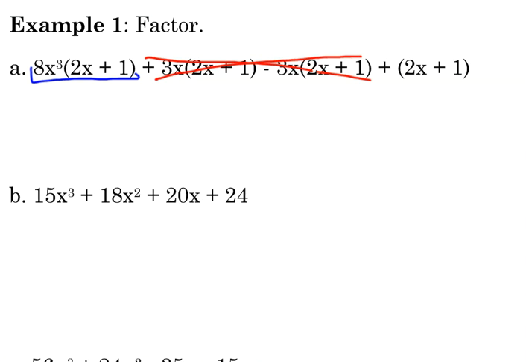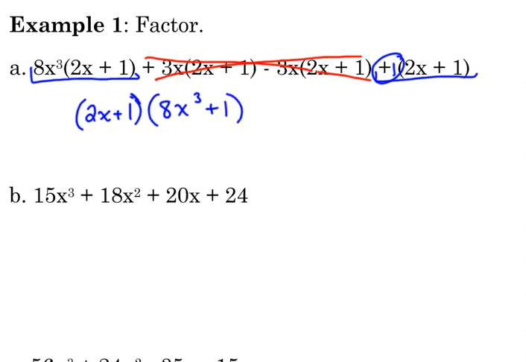What we have left is 8x cubed times 2x plus 1, plus 2x plus 1. So again, we've got that binomial, two terms, 2x plus 1. We have that in common, so we're going to factor that out. We are left with 8x cubed. And again, don't forget, you have to put a plus 1 over there for that last term. I suggest, any time you have something like that, put a 1 in front of it. It's just an extra reminder.